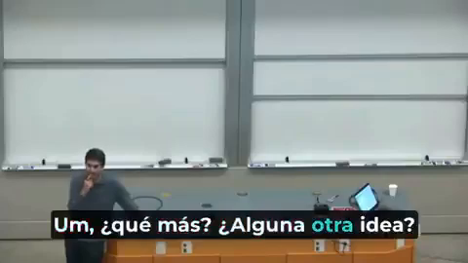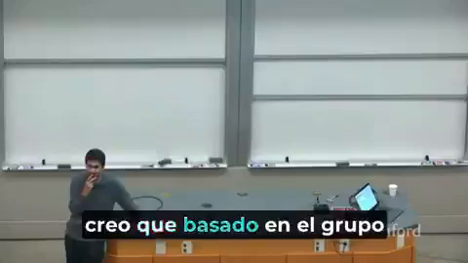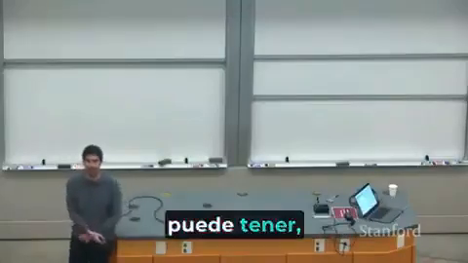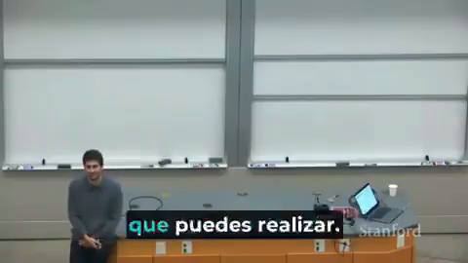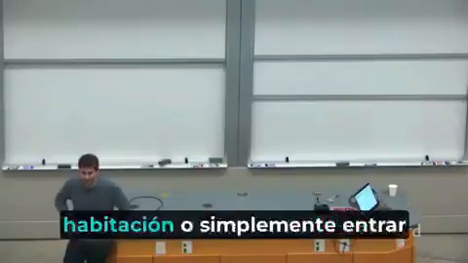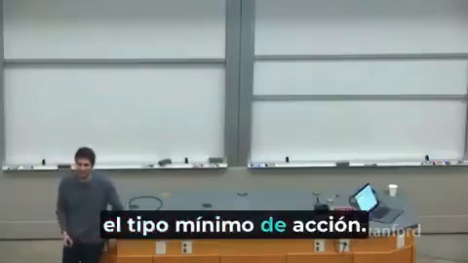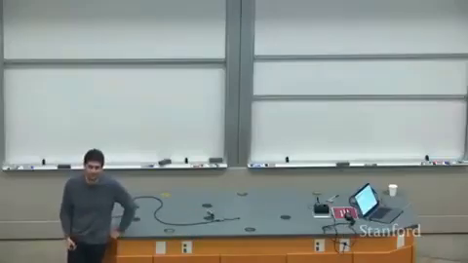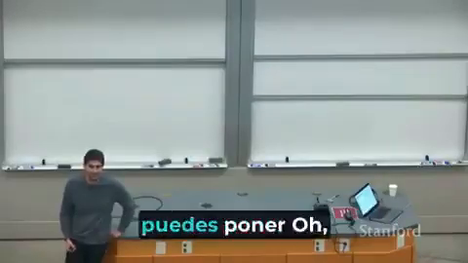What else? Any other ideas? What would you add to that? Yeah. Like, in education, there are 2 ways. You can have, depending on who it is, access to the minimal action that you can do. Imagine entering a room, or just entering a computer, or just opening a place, like, the minimum kind of action. So you have lots of agents per each functionality. And then depending on who it is, and all the context you have, you can move that.